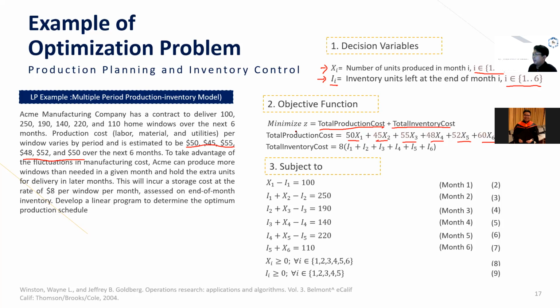And since we also have inventory, or we may also not have inventory, whenever we don't have inventory, the value will be 0.